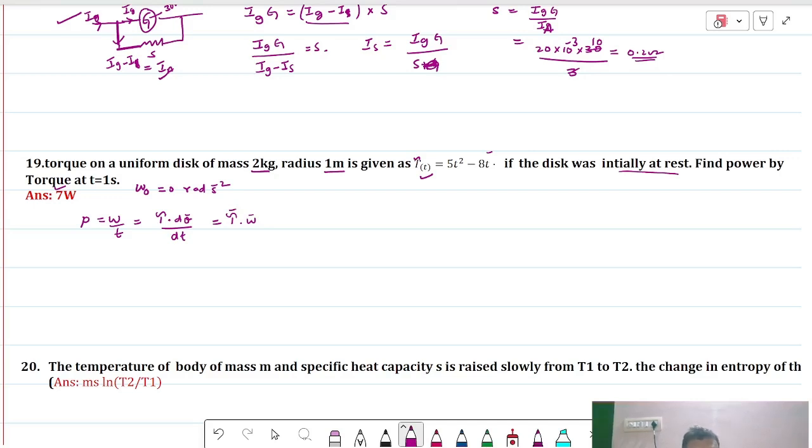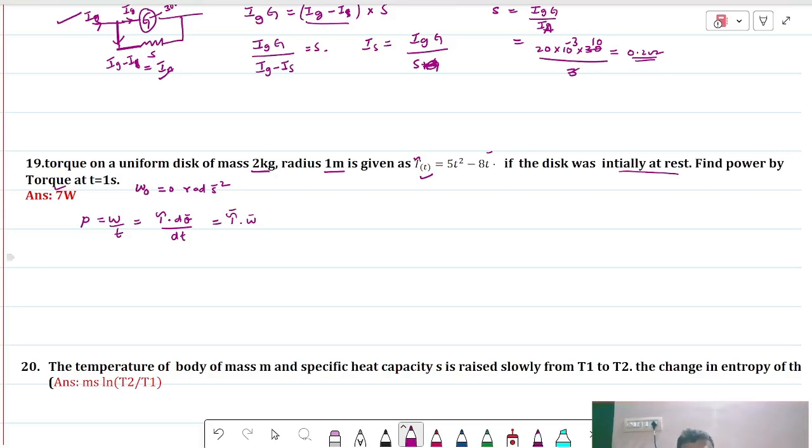Omega after t equal to 1 second. So omega we have to find out. Otherwise, tau is equal to I alpha. From there also you can find out. Okay, we'll see. So now, tau is given, and I want to find out omega after t equal to 1 second.